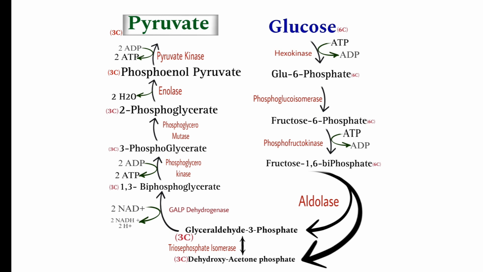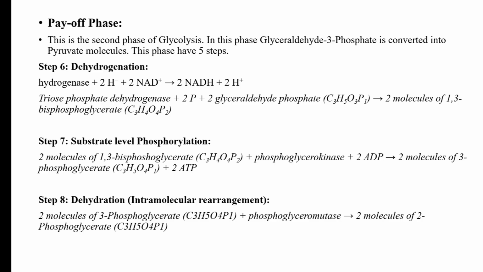At the end of the preparative phase, 2 ATP molecules get consumed and 2 3-carbon molecules are formed. These 3-carbon molecules enter the next phase, called the payoff phase. This is the second phase of glycolysis. In this phase, glyceraldehyde 3-phosphate is converted into pyruvate molecules. This phase has 5 steps.